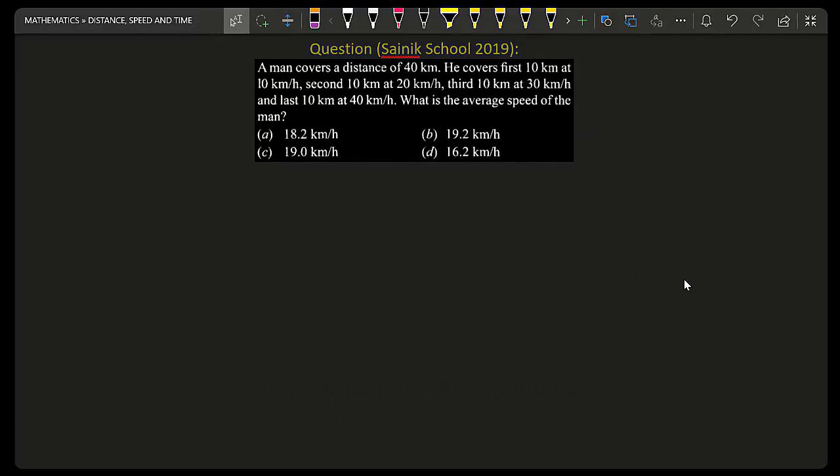Vishnu, read the question. A man covers a distance of 40 kilometers. He covers the first 10 kilometers at 10 kilometers per hour, second 10 kilometers at 20 kilometers per hour, third 10 kilometers at 30 kilometers per hour, and last 10 kilometers at 40 kilometers per hour. And what is the average speed of the man?